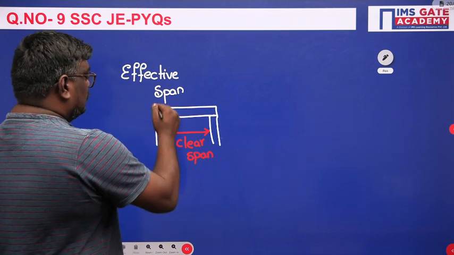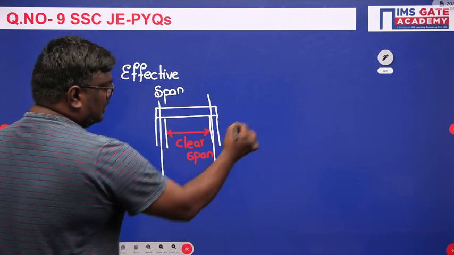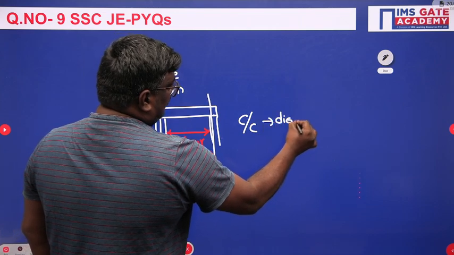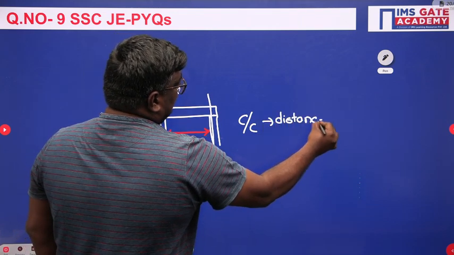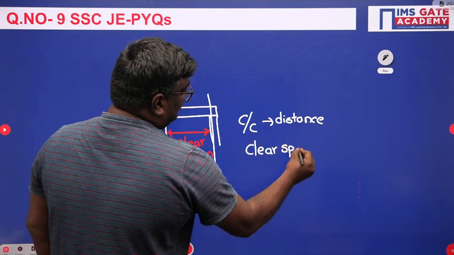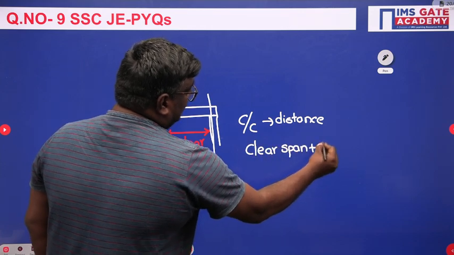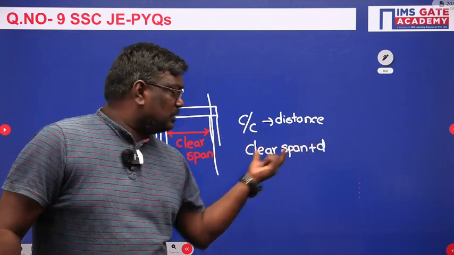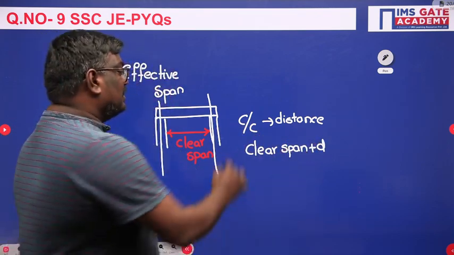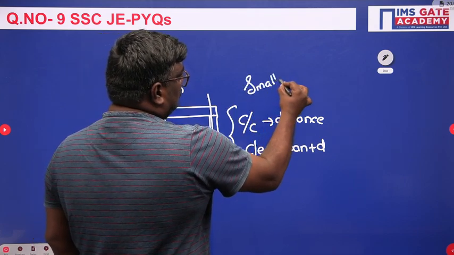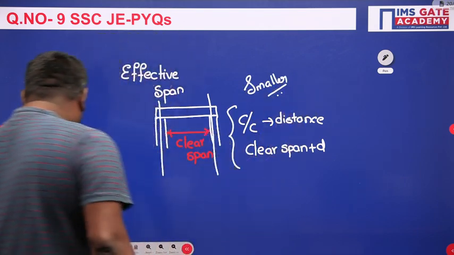Now this we call center to center distance. Here we call it center to center distance, and also we can write clear span plus D. So the effective span for a simply supported beam is what, my dear students? It is nothing but the center to center distance between the supports, or clear span plus D, whichever is smaller will be taken. But according to the options, we can take here center to center distance. That will help the answer.